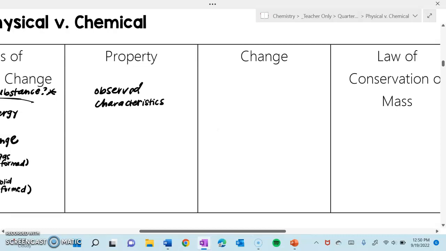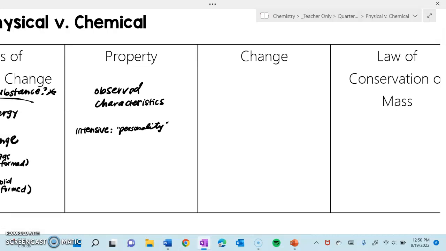There are a couple of different types of properties other than physical and chemical. We've got two different variations, intensive and extensive. We've talked about these briefly last week, but an intensive property, remember we called that part of the personality of your matter. So it will always be true no matter what. It depends only on the identity of your matter. So an intensive property is the personality of your matter, whereas an extensive property will change. Usually it's a measurement, so this depends on the amount.